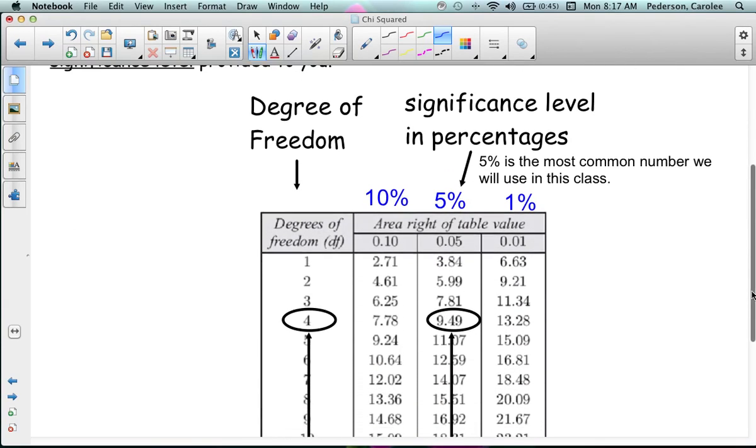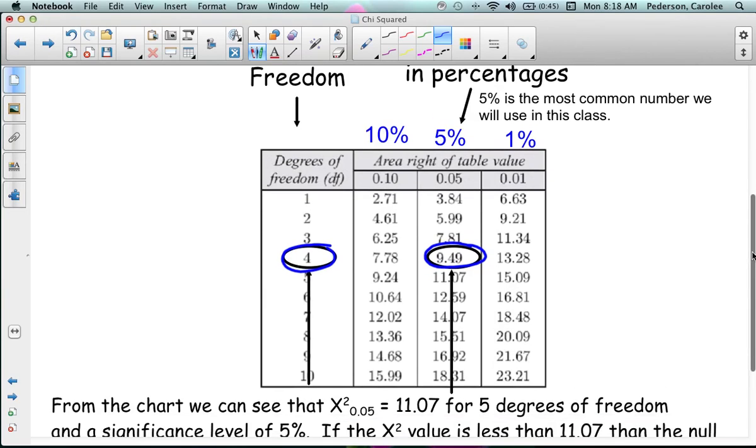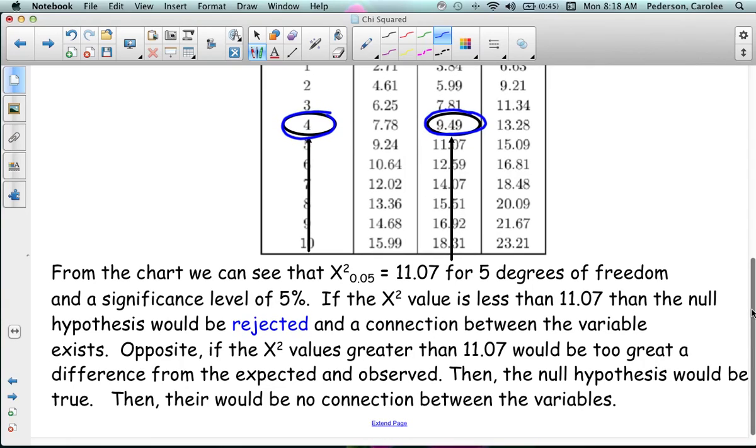Then there's this chart we have to use. Someone has already calculated it all out. So let's say, for example, we did our degree of freedom at 4. Then it says 10%, 5%, 1%. We want this number here, 9.49, to use later. So from the chart, we can see that at 5% it is 11.07 for 5 degrees of freedom. So what we're going to do is see if it comes in or it doesn't.